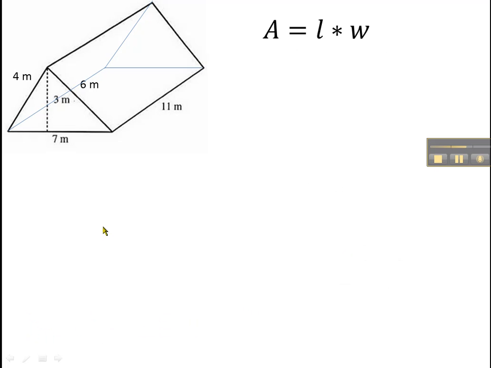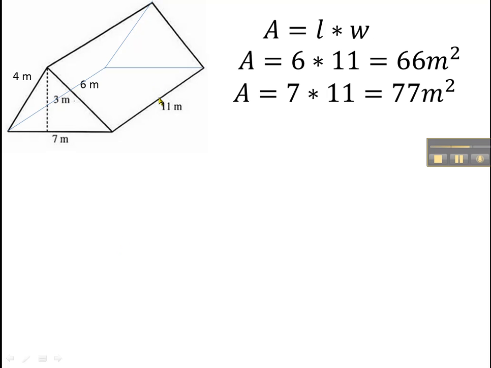So area equals length times width. 6 times 11 is going to give me the area of this right rectangle. 7 times 11 is going to give me the area of the bottom. 7 times 11, that's 77 square meters. And then the 4 times 11 is this difficult side to see here. It's 4 by 11, the rectangle on the left side, if you will.